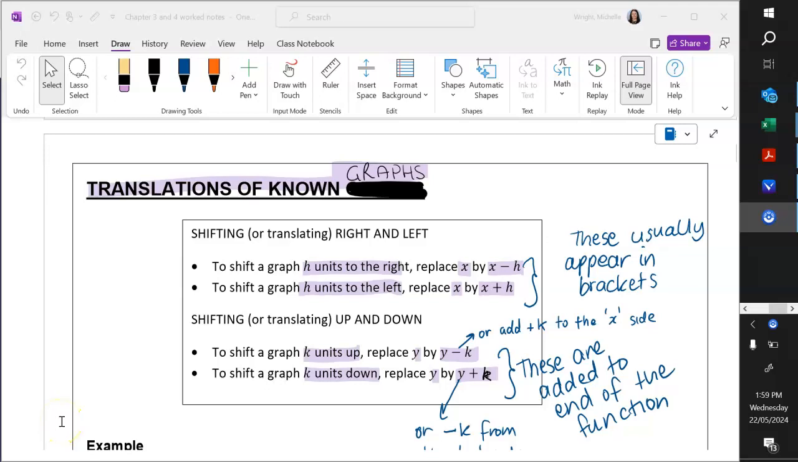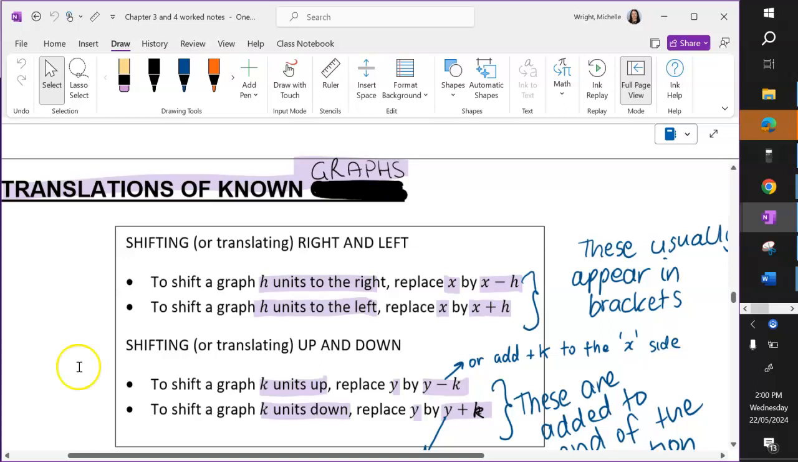Hi, Year 11. We're now moving on to Chapter 4 of the Cambridge textbook, and we're going to start looking at translations of graphs that we know. So as long as we know our basic graphs, we're going to be looking at being able to translate or move those graphs left or right or up and down.